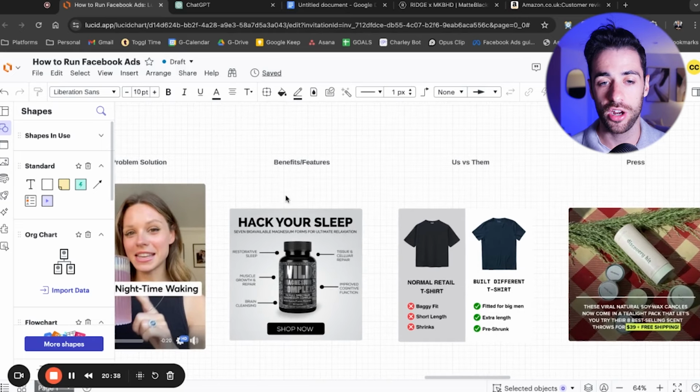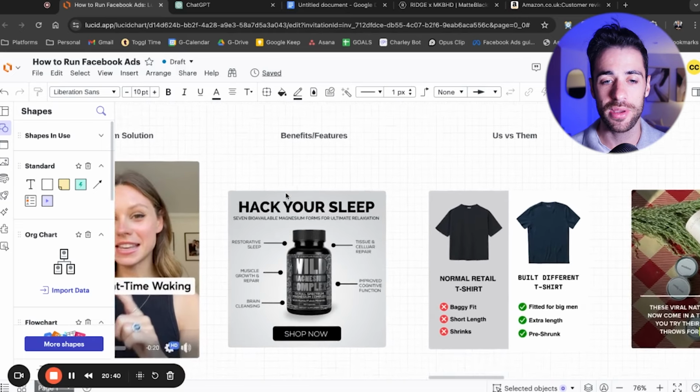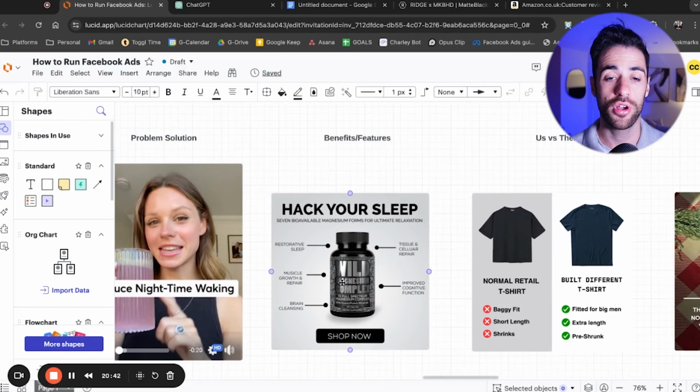Benefits and features, another core one you'll see with many, many brands. They have a product image, they have a hook on the top that's going to speak to the relevant avatar, and then they're going to have the benefits and features of their product, okay?